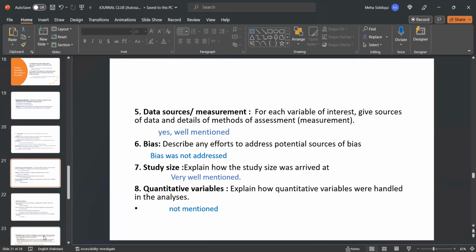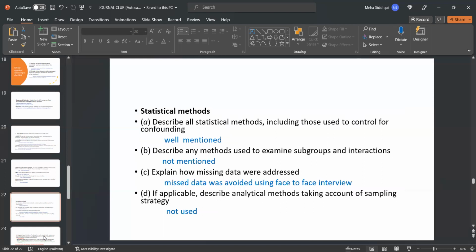Bias: describe any efforts to address potential sources of bias. Bias is not mentioned, and nothing is mentioned about how to deal with it. Study size, how it was arrived at, is very well mentioned. Quantitative variables: explain how quantitative variables were handled in the analysis. It is not mentioned. Statistical methods: describe all statistical methods, including those used to control for confounding. It is not well mentioned. Describe any method used to examine subgroups and interactions. Not mentioned. Explain how missing data was addressed. Missing data was avoided using face-to-face interviews. And if applicable, describe analytical methods taking account of sampling strategy. It is not used.